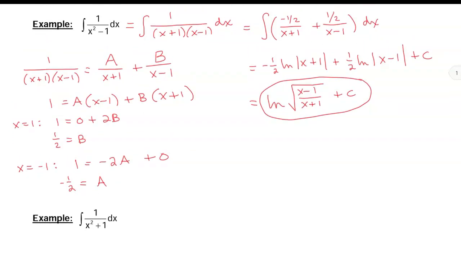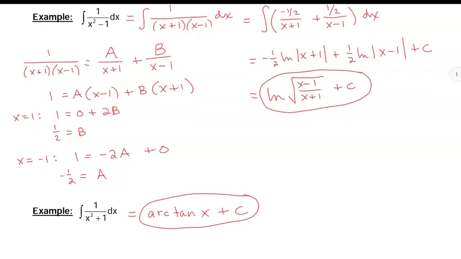Don't get thrown off by the next example. The next example is just simply arctan x. That's the derivative of arctan sitting there behind that integral symbol. Pay attention and look out for that one. That one always shows up on the AP test.